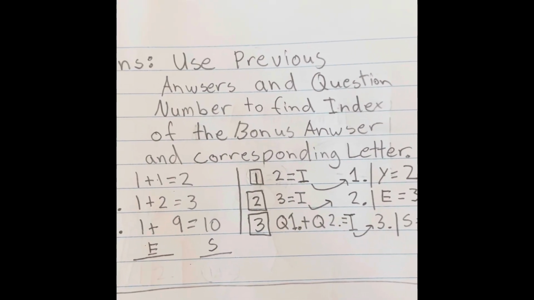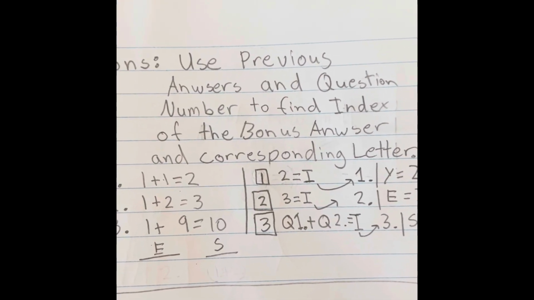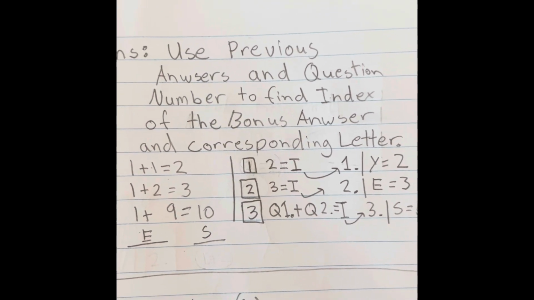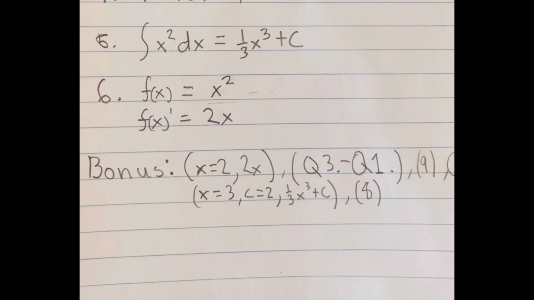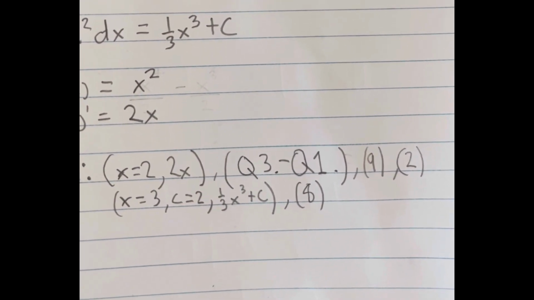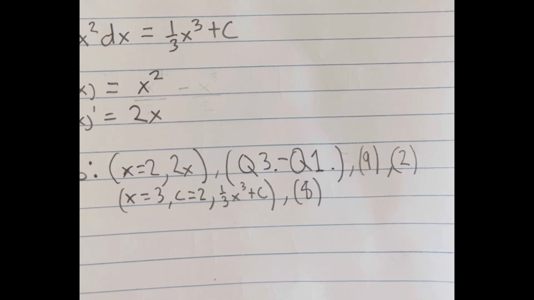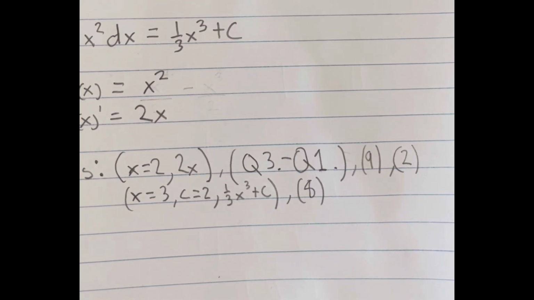Here are the original instructions. Use previous answers and questions numbers to find the index of the bonus answers and corresponding letter. You were able to solve the bonus question in any order because you were trying to solve for the index and correlating letter, and some answers may be easier to find. Let me show you the key one more time.